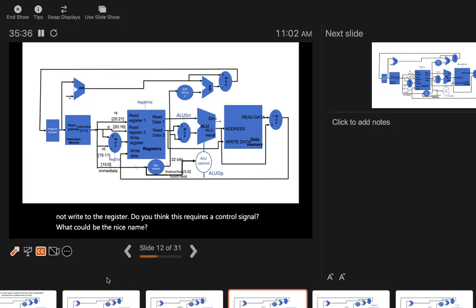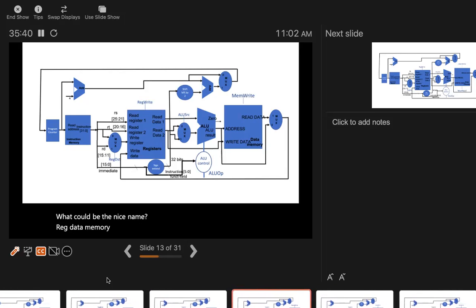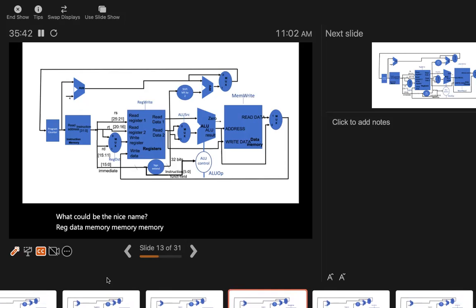Reg data memory? Memory to reg. Memory write. As it so happens, it is memory write. Similarly, do we always read from the memory? No. Sometimes we read, sometimes we do not. When it is a load word instruction, we do read from the memory, right? Because when we use a load word, we are loading a value from the memory into the register, so there has to be a read. Other times, we do not read from the memory.